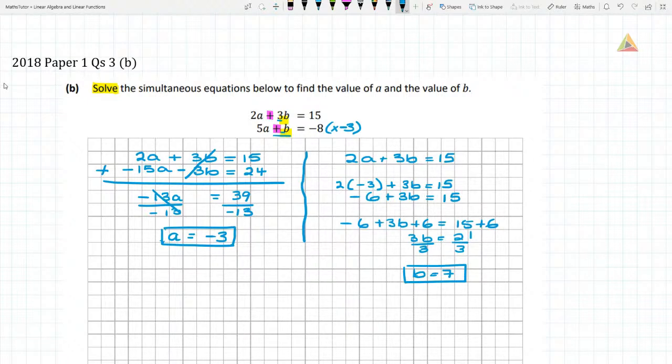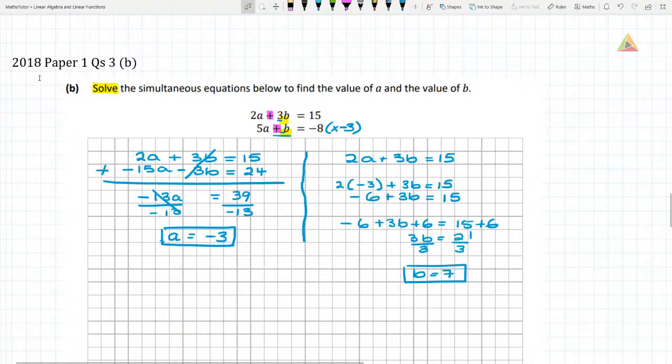So I've solved my simultaneous equation and I got my answers for A and B. If you wanted to check your answer, you could substitute into the second equation. So we could say 5 times minus 3 plus 7, and our answer would be minus 8. And that allows me to check that I've actually done this question right. That's some of the linear algebra that comes up on its own in paper 1.